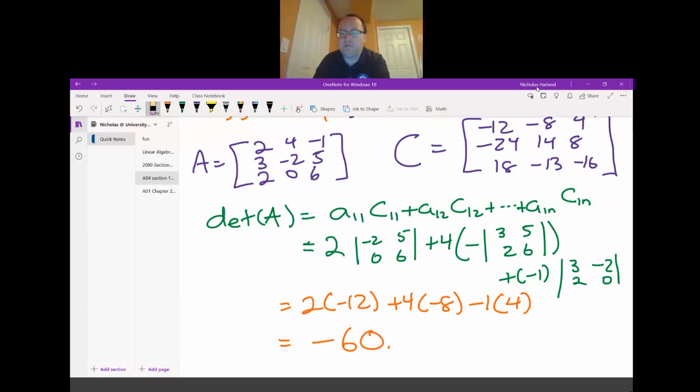Why only the first row? So that's the definition of the determinant, is that we don't have to use the first row. We could use any row we wanted, but it's just one of the rows. Or one of the columns, and we'll get to that in the next example.